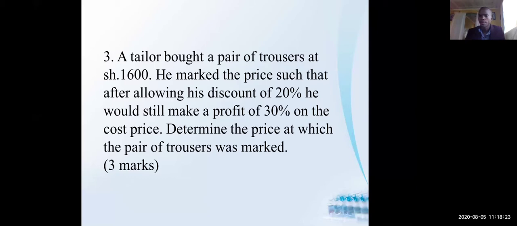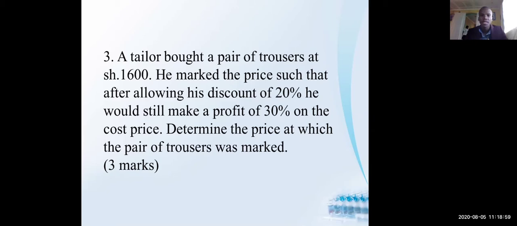So, the first question that we are going to study, or to discuss, is number three. We are done with number one and number two, so we are in number three, so don't be worried.